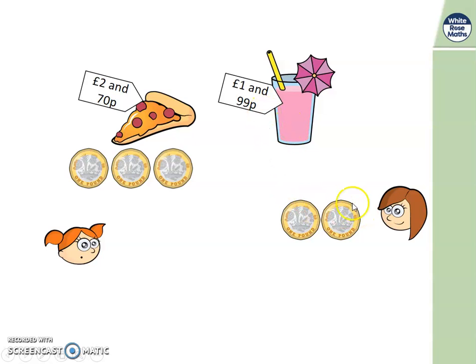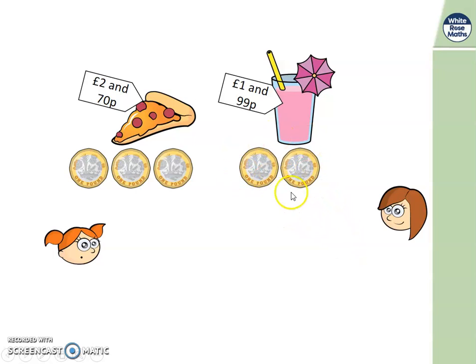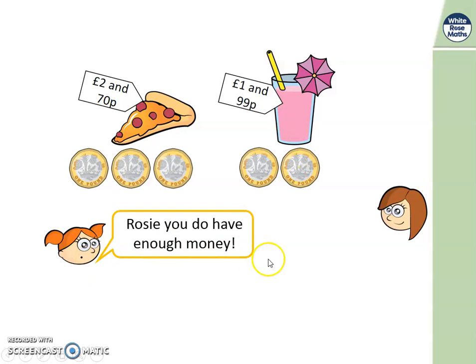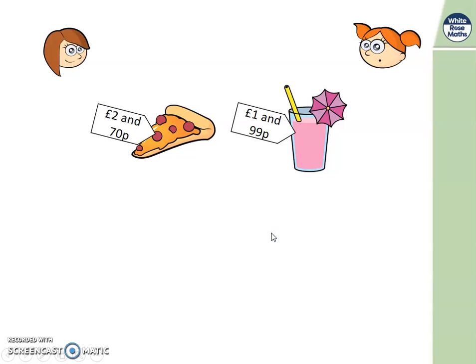£1.99 is just less than £2. It's 1 pence less. So let's park those under there. And we know that £2 is enough to buy this drink. So we now know, Rosie, you do have enough money, because you'll get change from each set of money. Good method.